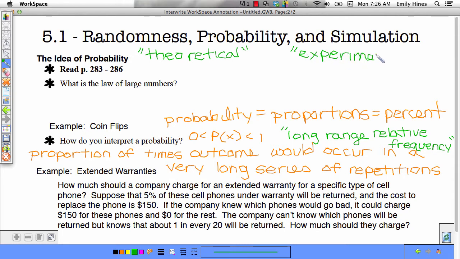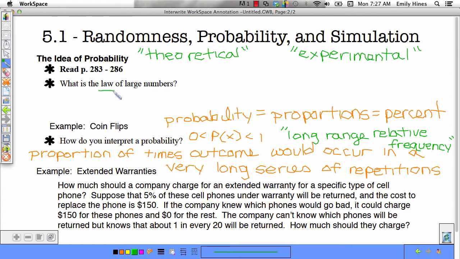So in theoretical probability, I say that if I flip a coin, the probability that I'm going to get heads is 1/2, because out of two sides there was one heads. Experimental would be if I flip that coin 10 times, exactly what proportion of times did I get heads. So it may not be 1/2.